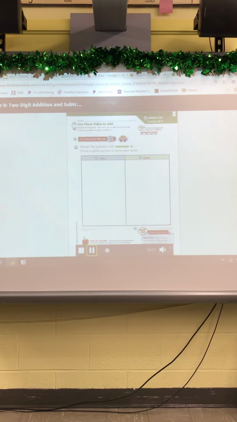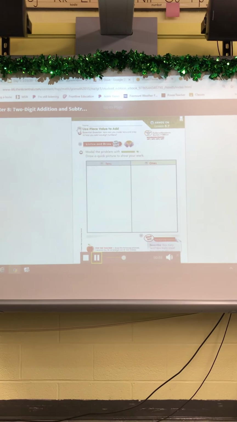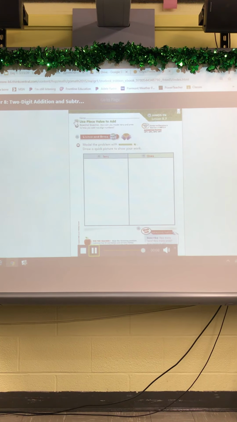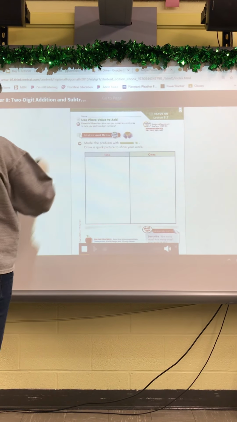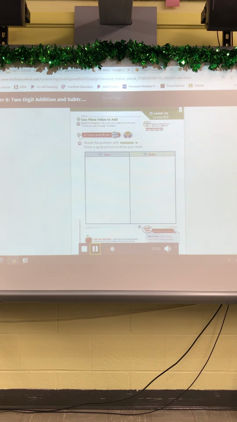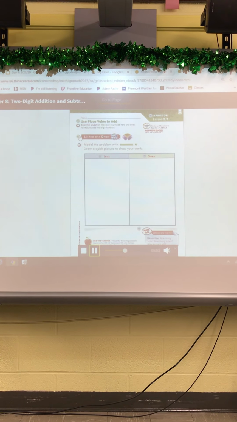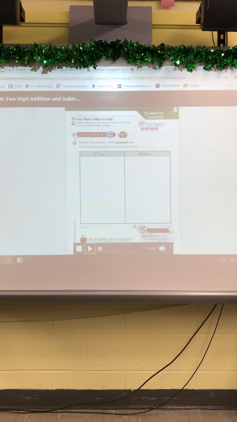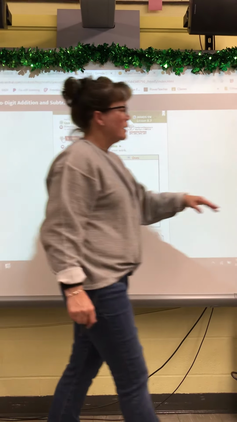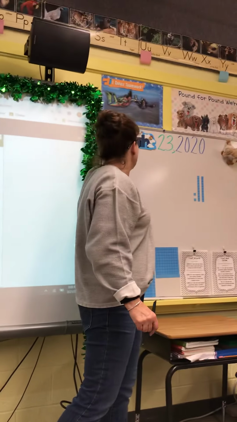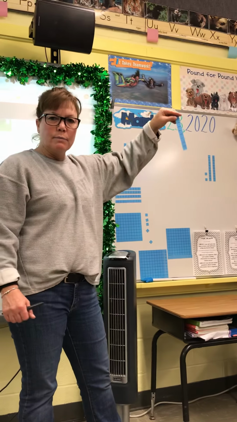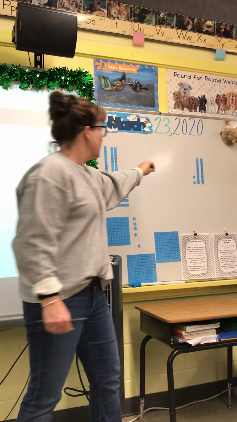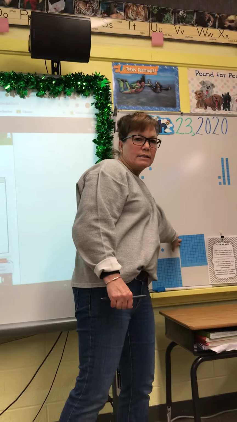Use place value to add. Essential question: How can you model tens and ones to help you add two-digit numbers? Listen and draw. Model the problem with base 10 blocks. Draw a quick picture to show your work. So it's the same thing, class, that we do over here when we're using our base 10. We have a stick of 10 and we have ones. We're not going to be using any flats of 100.